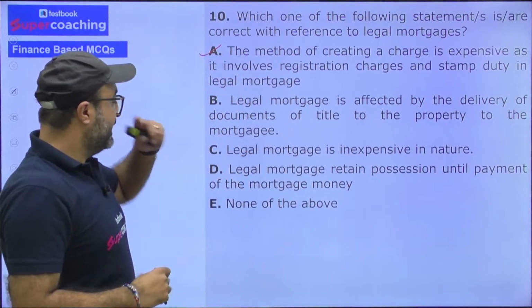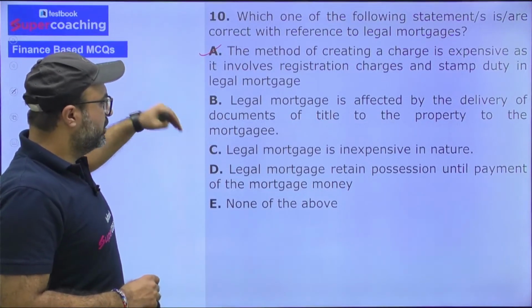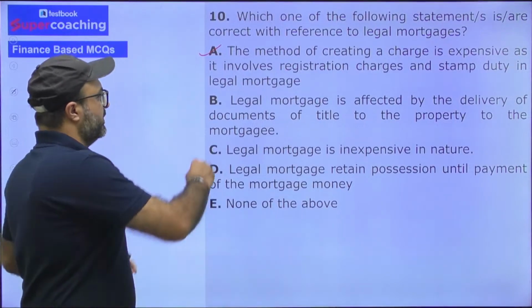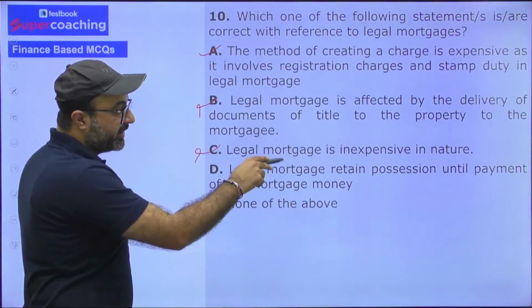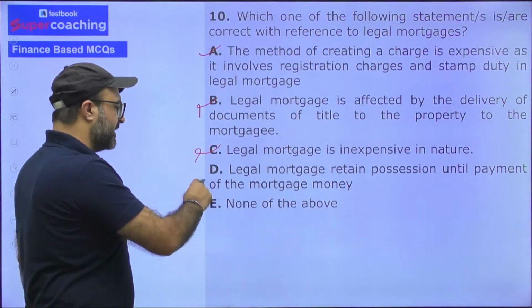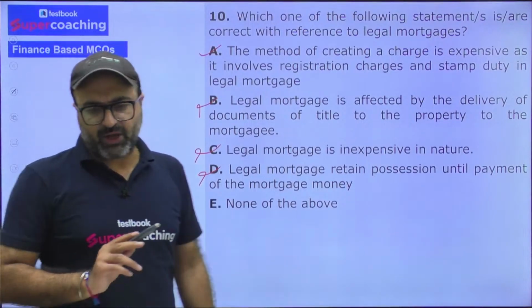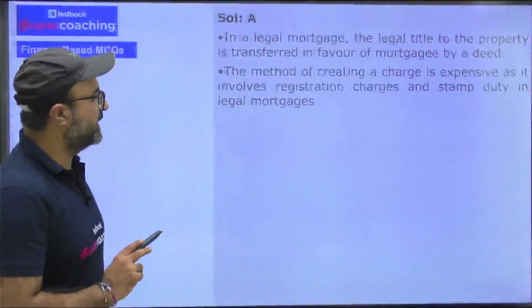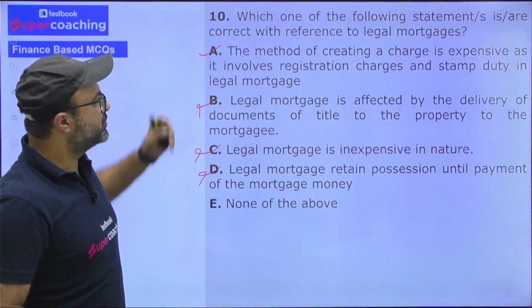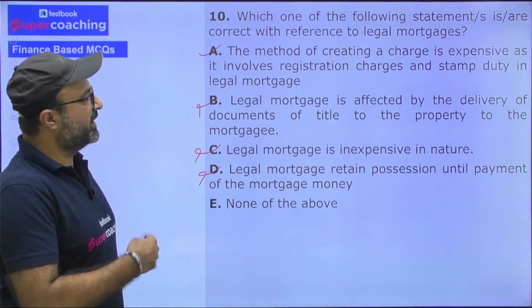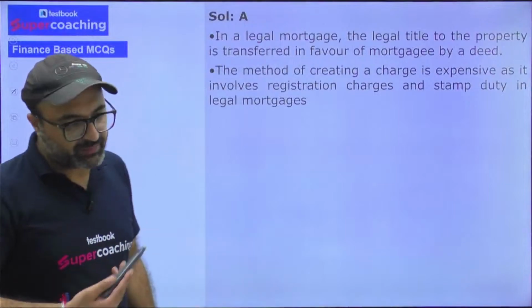That's true. Legal mortgage is affected by delivery of documents of title to the property to the mortgagee. No, it's not delivery of papers. It is practically transferring. Legal mortgage is very expensive. Legal mortgage retains possession until payment of the mortgage money. It can, it cannot. So I will go with only one statement, that is A option, which is correct. D option is not 100% incorrect, but I have to choose one only. So I'll go with the most correct, which is 100% correct, that is A. D is generally correct, but not always. So my answer would be A statement is correct.